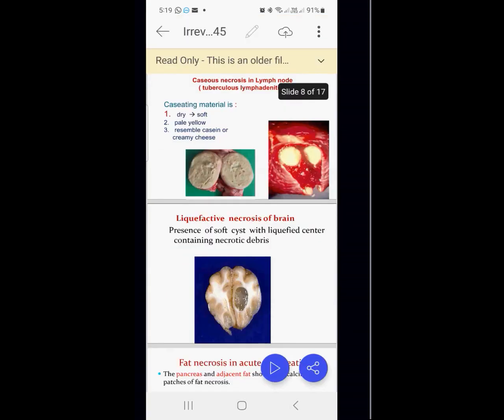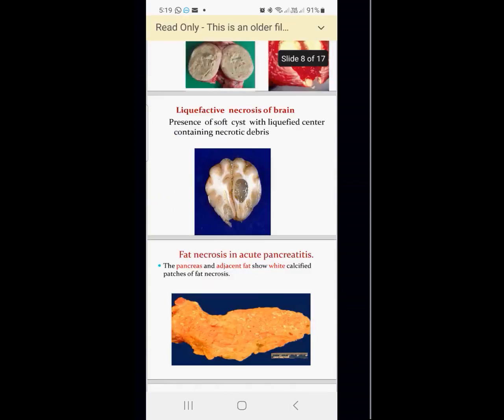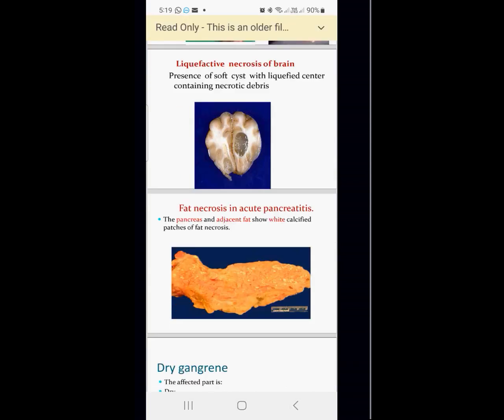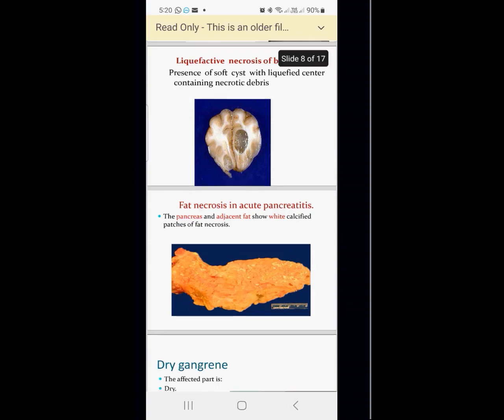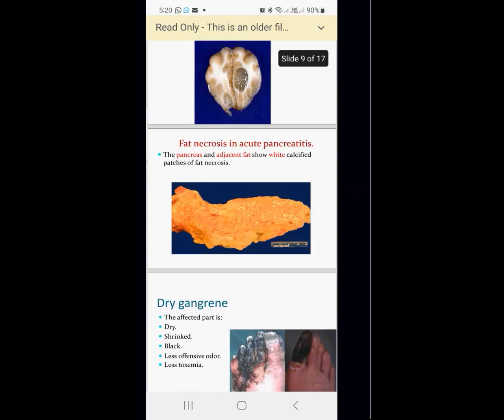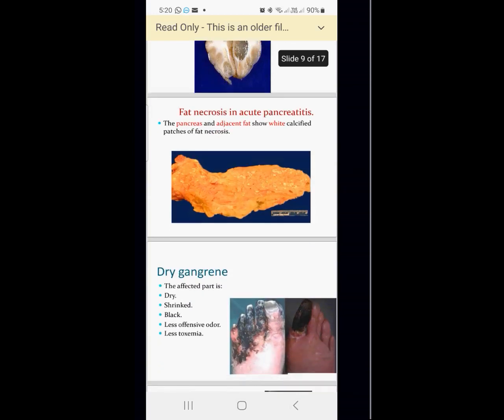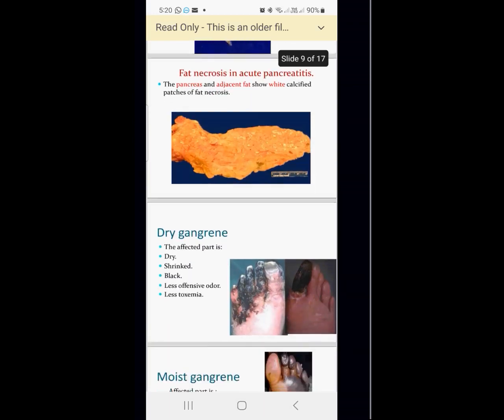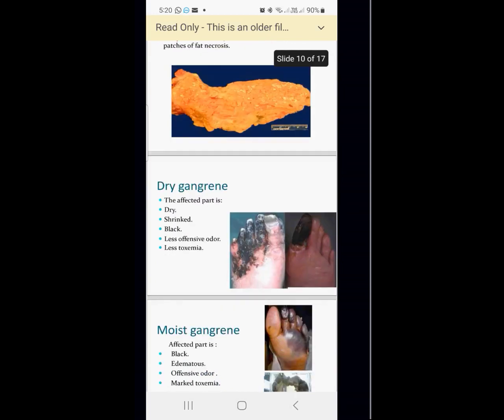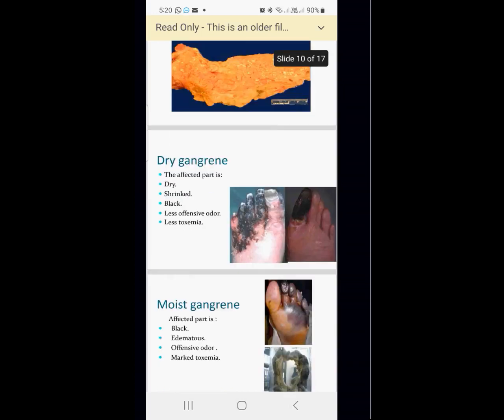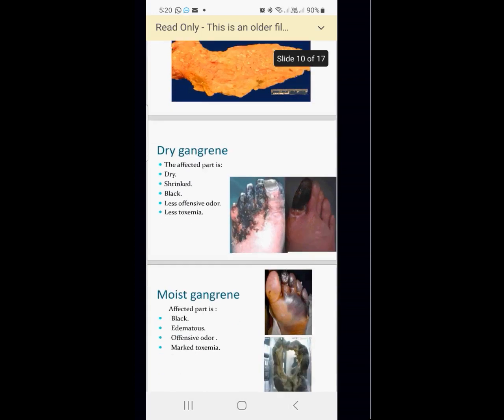So fat necrosis in acute pancreatitis commonest to occur in pancreatitis. The pancreas and adjacent fat show white calcified patches of fat necrosis. بتكون in the form of patch حتات بعيدة من بعض due to fat necrosis ومن اسمها adjacent white calcified patches of necrosis. So these are the characteristic features of the necrosis.